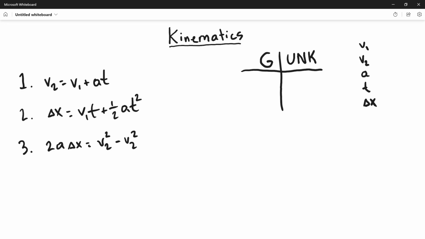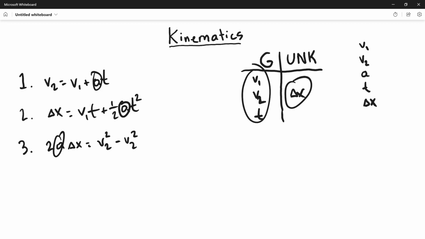If you notice, these 3 equations don't work in every situation. Let's say you have the initial velocity, the final velocity, and the time, and you're trying to find the displacement. What happens in that situation? You can't use the first equation because you don't have the acceleration. You can't use the second equation because you also don't have the acceleration in that one. And you can't use the third equation because you have acceleration there too. But we don't have acceleration, and we also don't have delta x. Okay, so how do we solve this?